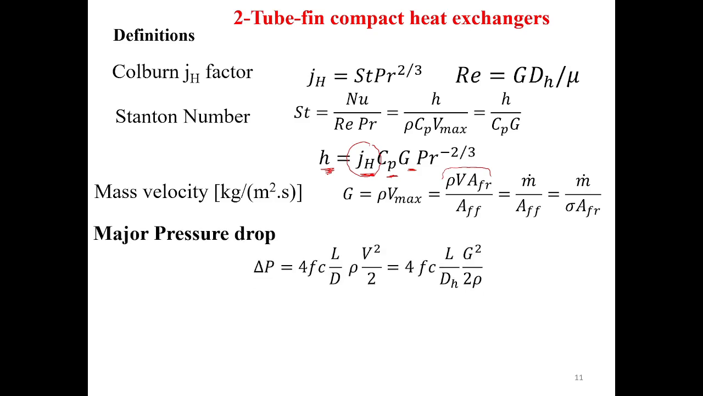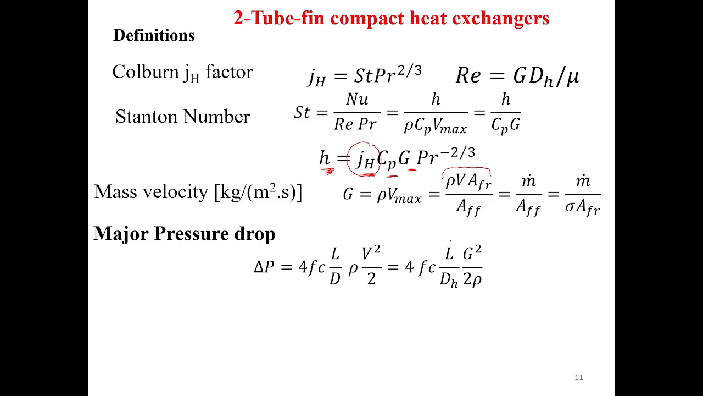The major pressure drop, which is due to friction, as taken from fluid mechanics, is 4 multiplied by the friction coefficient multiplied by L over D, and then multiplied by the kinetic energy, which is rho v squared over 2. You can convert this equation into G, because the velocity multiplied by the density is G. So finally you can calculate the pressure drop due to friction in the wall using this equation.